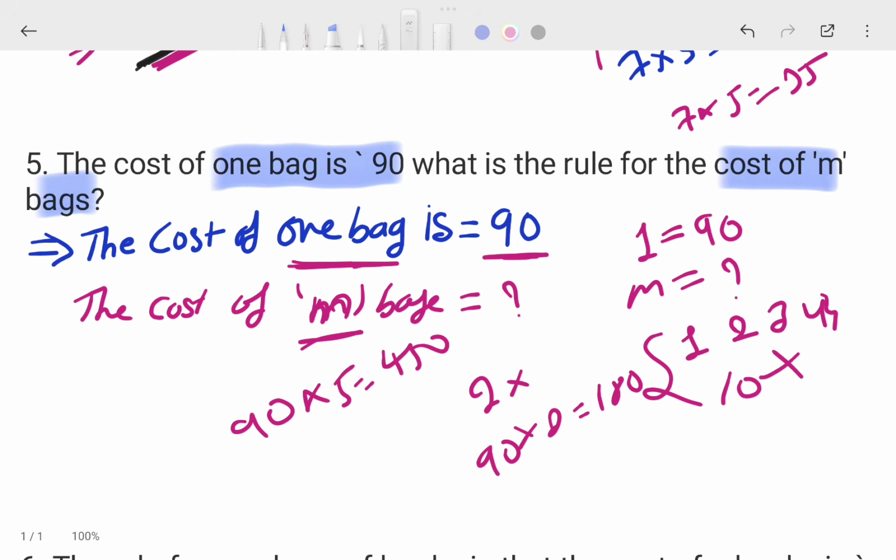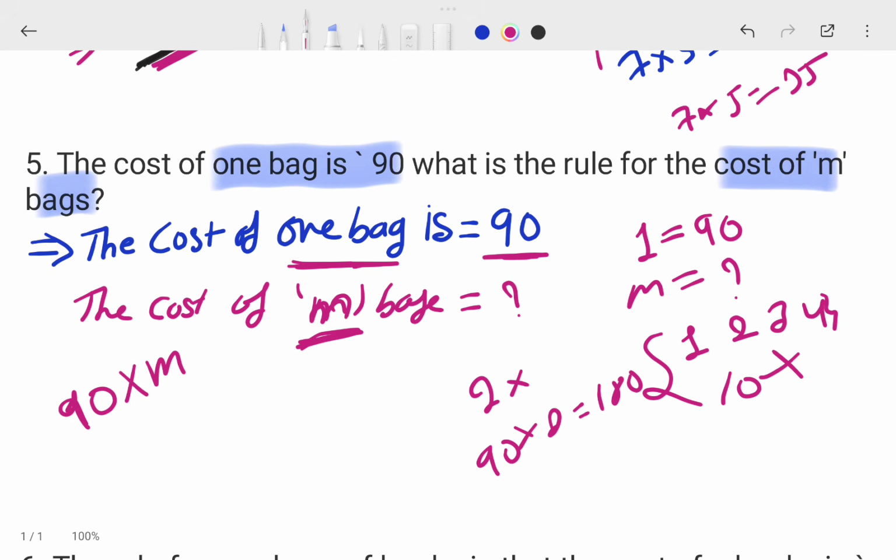But here what will happen? It is telling the price of one bag is 90 rupees, but how many bags they need, we don't know. So what we can say, we just multiply by m. So now 9 into m. Why am I telling 9 into m? Because the price of one bag is 90. But the cost of m bags means how many bags you need, we don't know. If you need 2 bags, 3 bags, however many bags you need, you just put the value here.